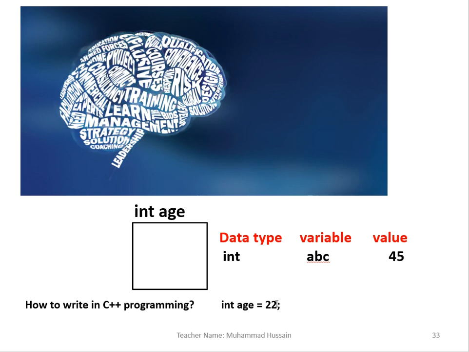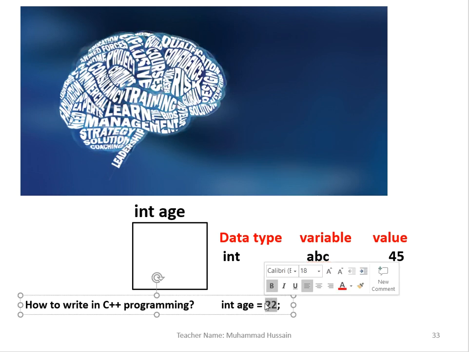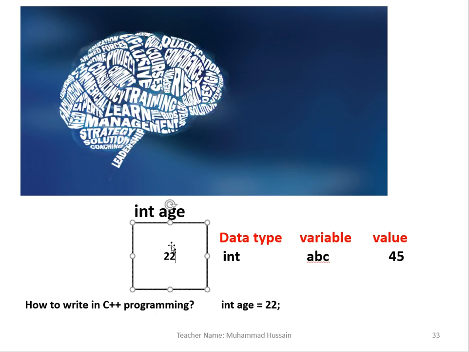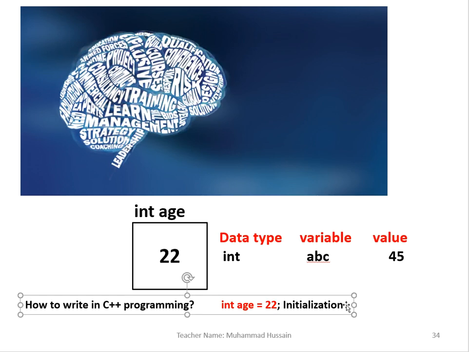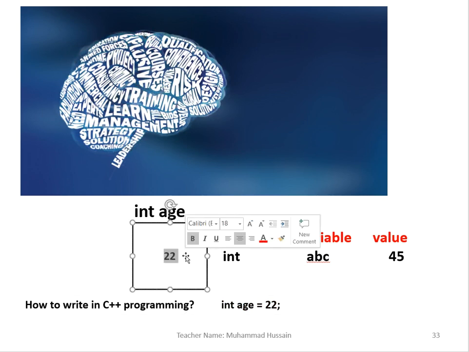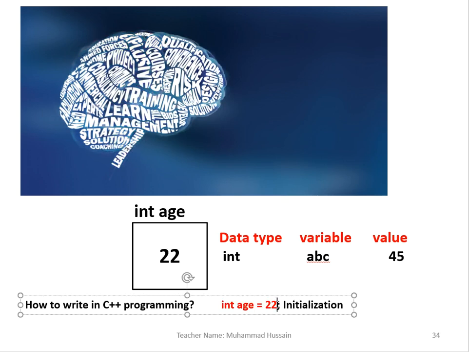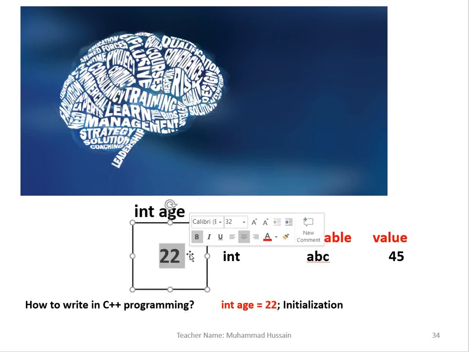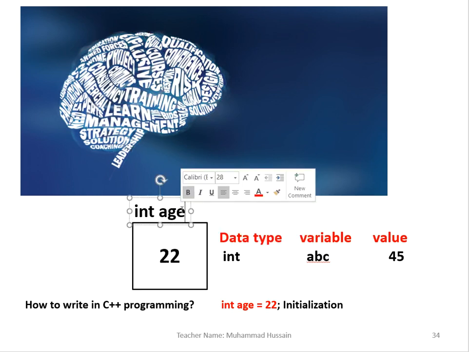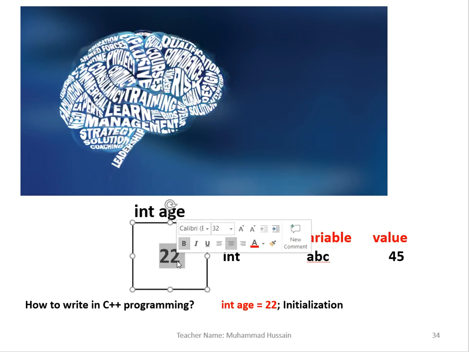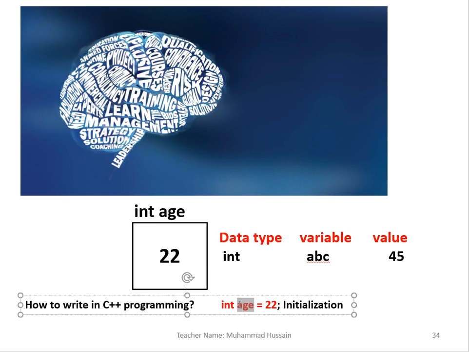If I give a value here, 22, now this block contains 22. This concept is called initialization. So you got it, what is meant by declaration and what is meant by initialization. Initialization means that this block now has certain data, a certain value. This age has some value. Now this age contains 22.